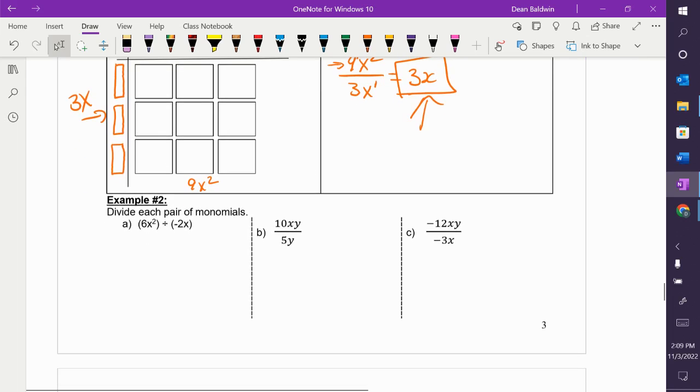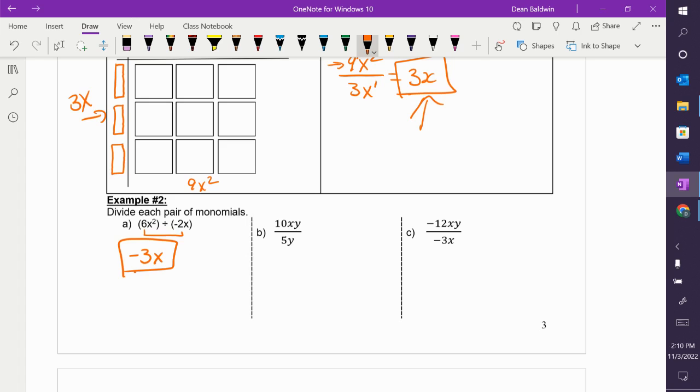Okay. Divide each pair. So we're going to go back to the algebra stuff. 6x squared divided by negative 2x. What's 6 divided by negative 2? Negative 3. X squared divided by x. Subtract the exponents and you get x. So the answer is negative 3x.